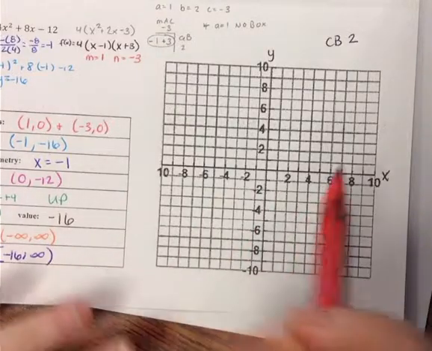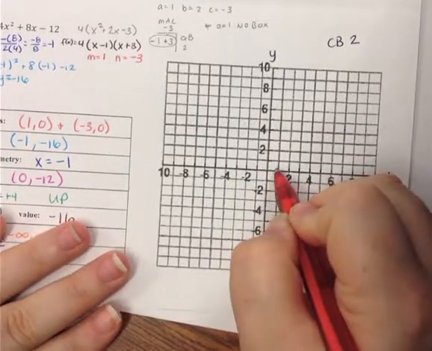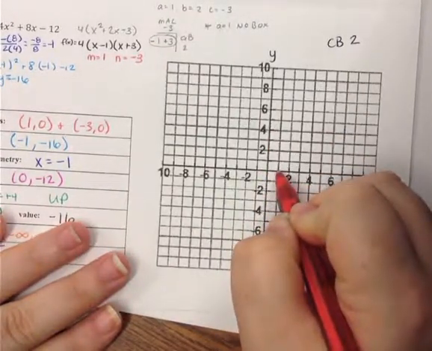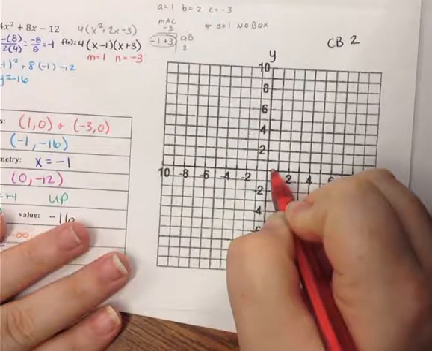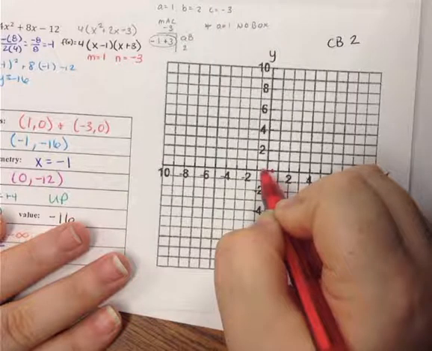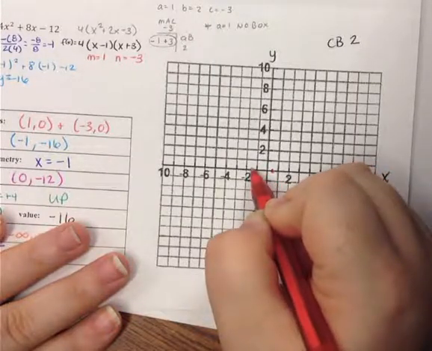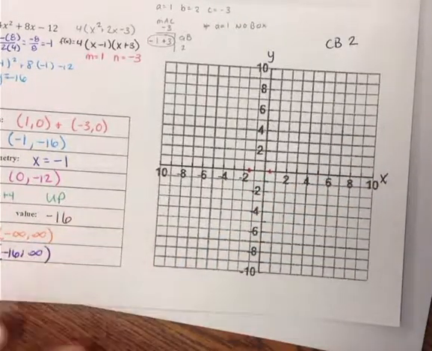So our x-intercepts are at 1, 0. So again, this is 2. So we want to go here for the 1. 1, 0. And then negative 3. So this is negative 1, negative 2, negative 3. Okay, be careful about that.